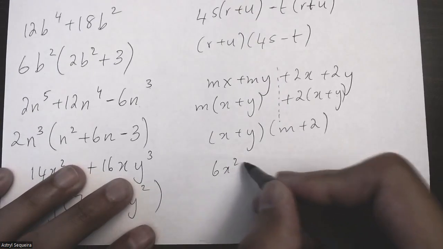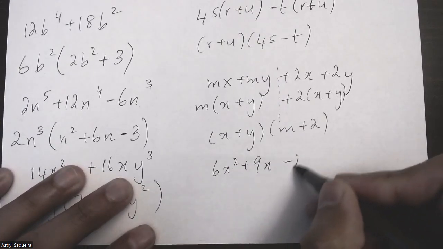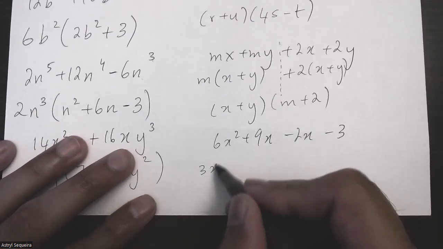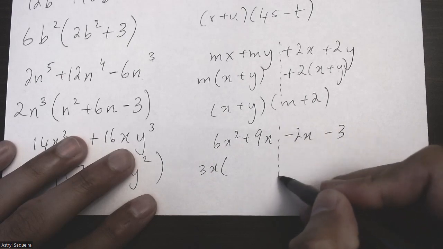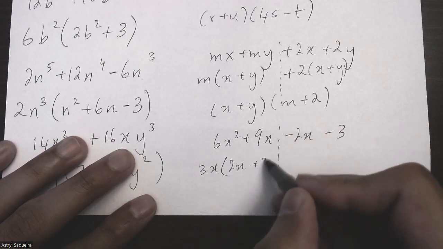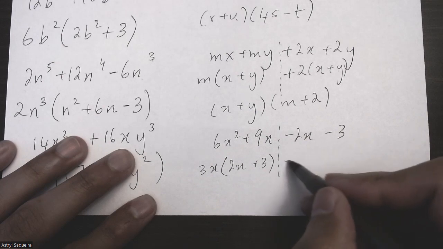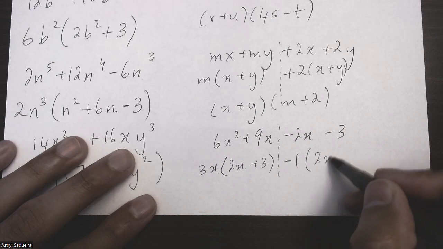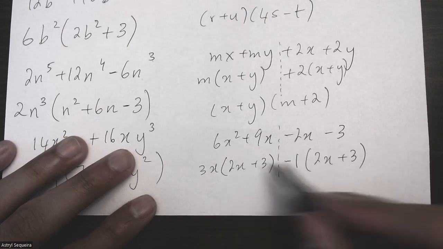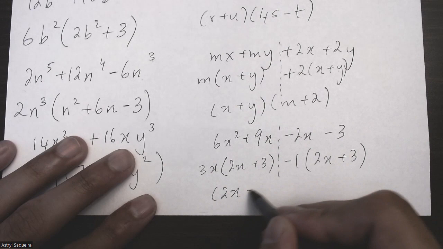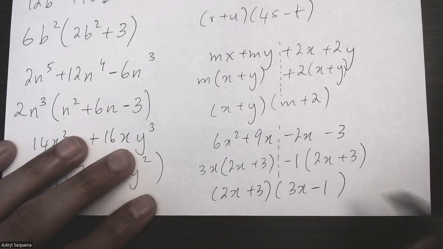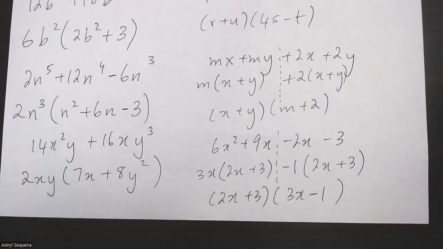So 6x squared plus 9x minus 2x minus 3. Over here, my common factor is 3x, and I'm left with, you can also put a line in the middle to help, 2x plus 3. And over here my common factor is just -1. You always have to take the same sign as this. If you factor out -1, this will switch to 2x plus 3. My brackets will match. And then I can factor out 2x plus 3, and I'm left with 3x minus 1. So that's how you factor by grouping.